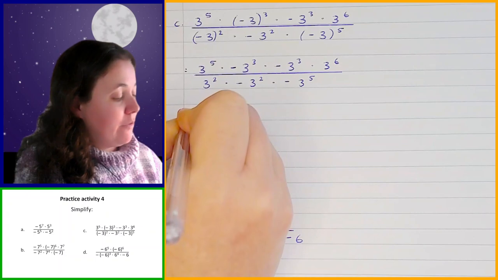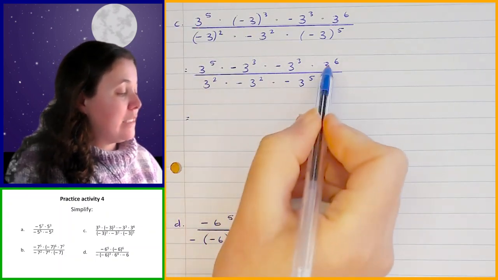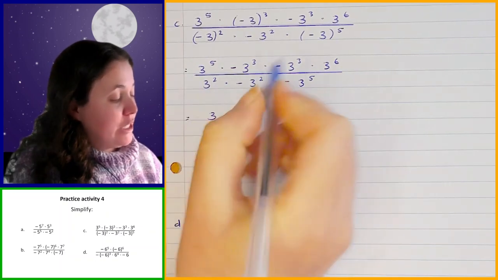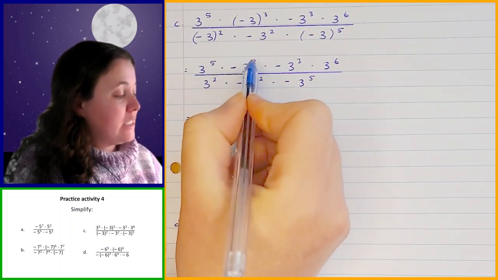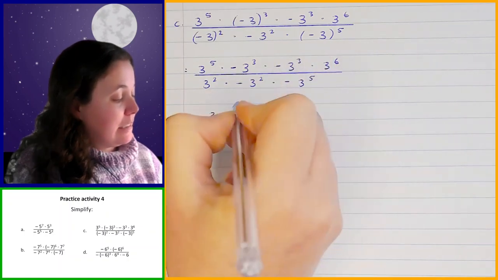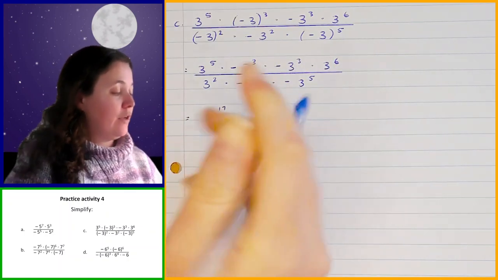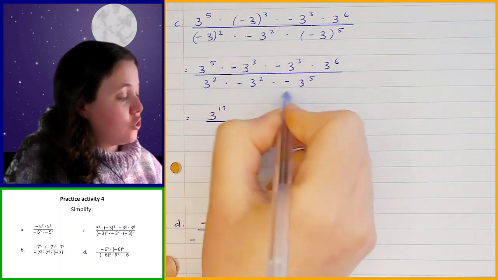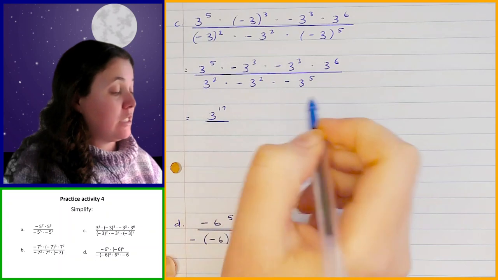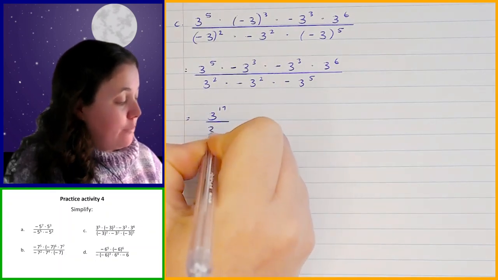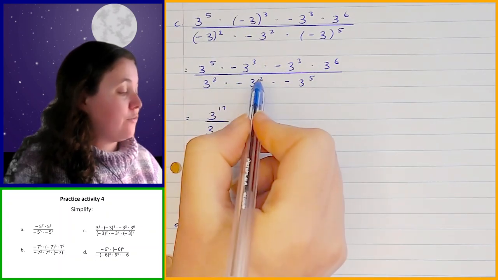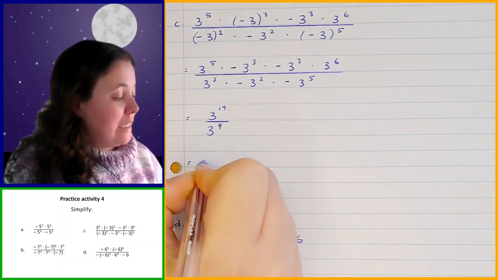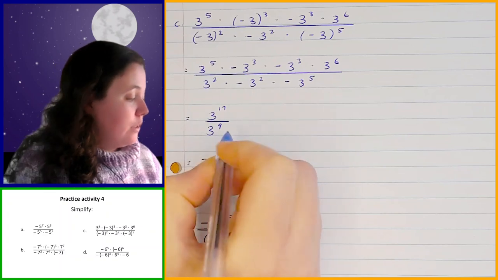And now I can simplify my numerator. In the numerator, there are two negatives, so it changes to positive, and that becomes 3 to the power of 5 plus 3 is 8, plus 3 is 11, plus 6 is 17, over. In my denominator, I've got two negatives again, which makes it positive, so it's going to be positive 3 to the power of 2 plus 2 is 4 plus 5 is 9. And then when you simplify that, you should have ended up with 3 to the power of 8.